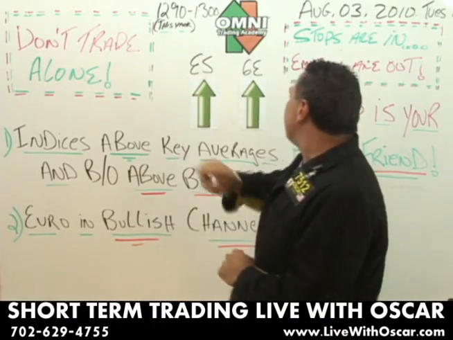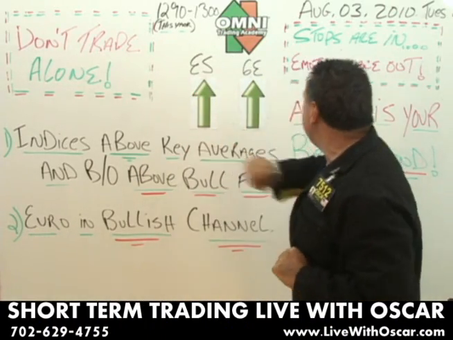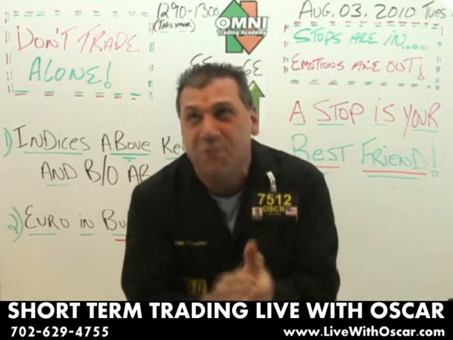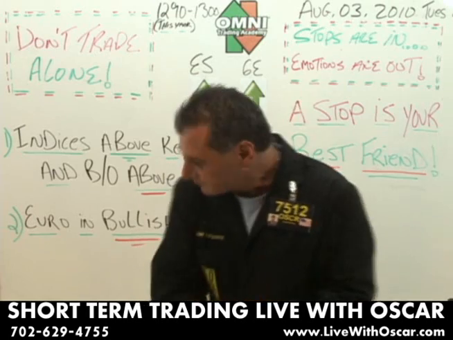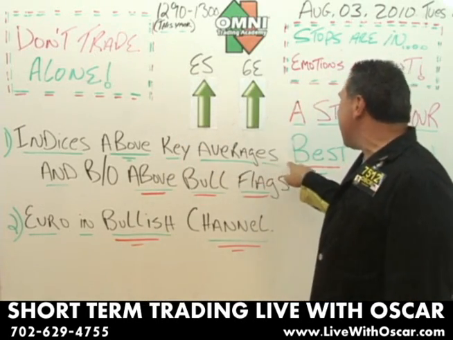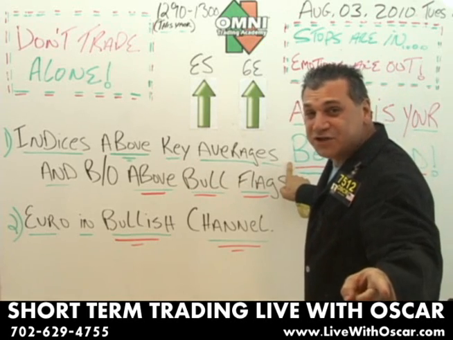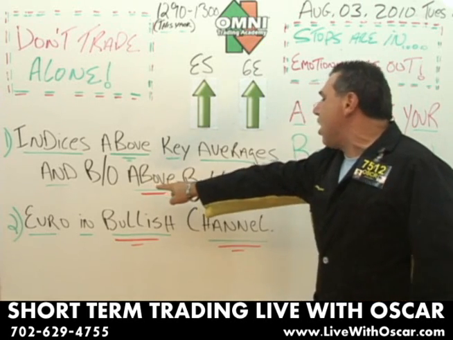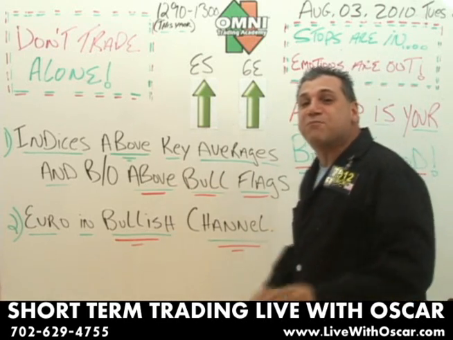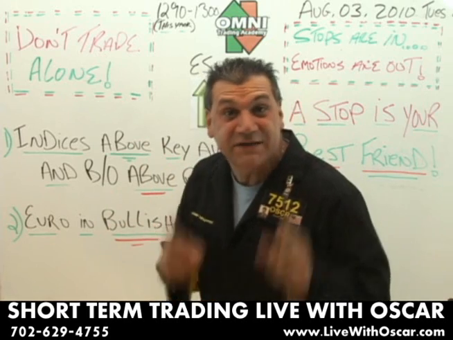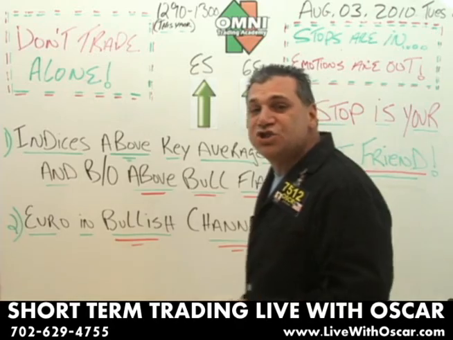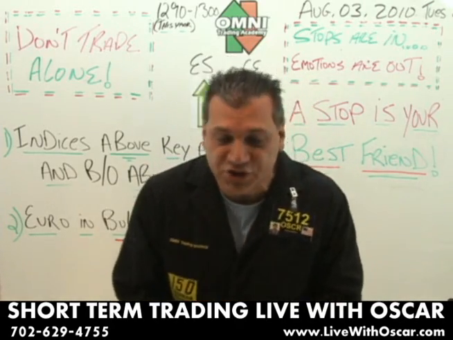What's on the board? First off, green Omni in S&P, green Omni in Euro currency. Go, go, go to both of you guys. I hope you just keep booming ahead. Traders, indices are above key averages, key Omni averages, and we are above a bull flag. So the indices are above key averages and have broken out of bull flags. Looks interesting. At the same time, the euro is in a bullish channel and looks quite bullish.